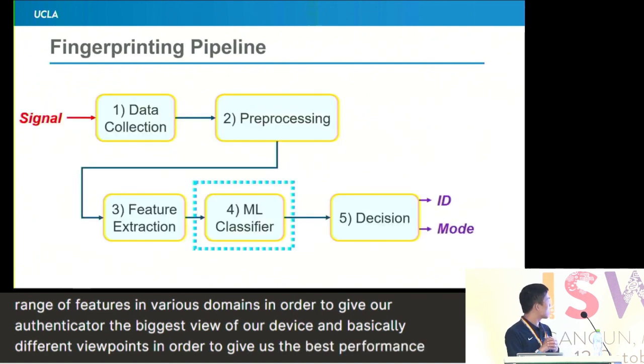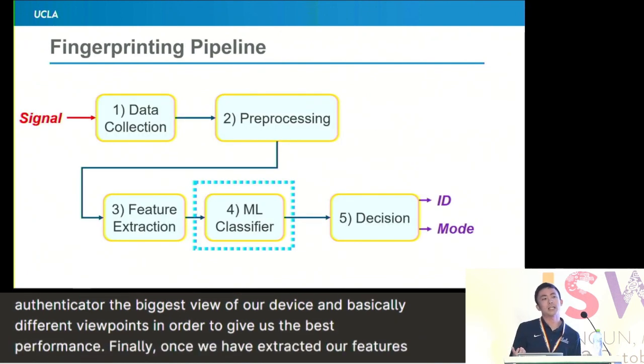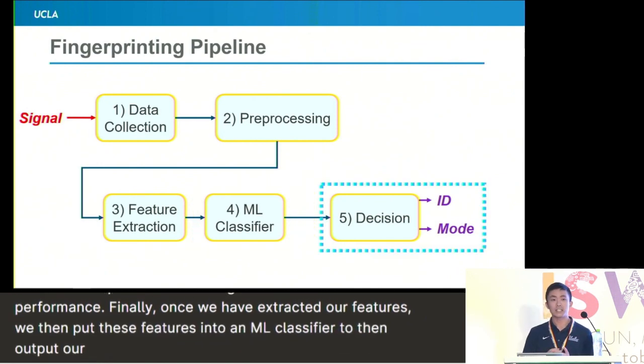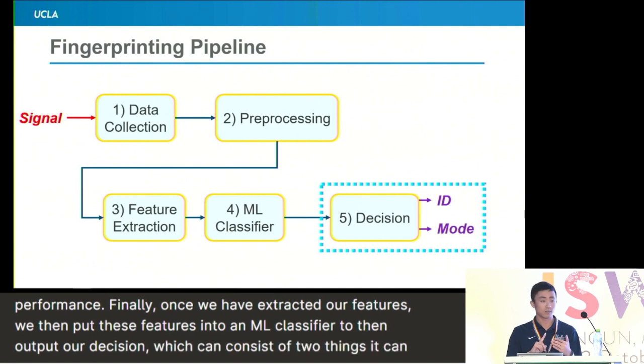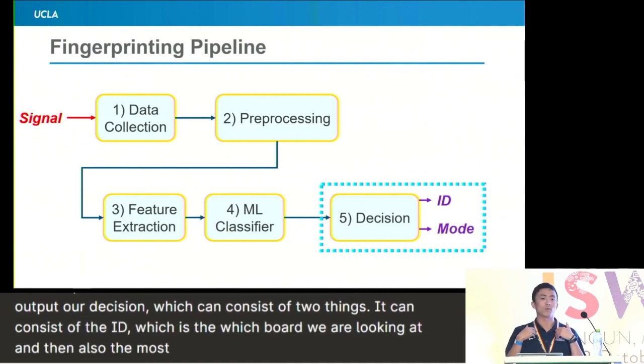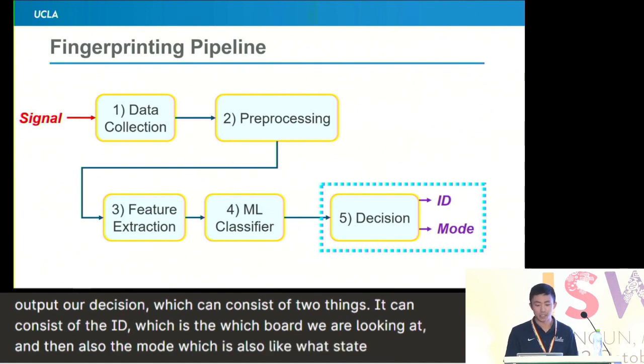Finally, once we have extracted our features, we then put these features into an ML classifier to then output our decision, which can consist of two things. It can consist of the ID, which is which board we are looking at, and then also the mode, which is also like what state this device is in.